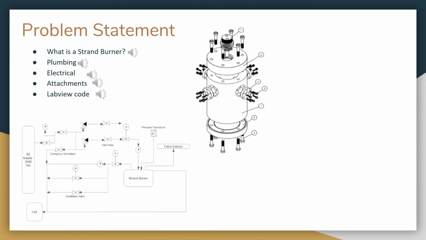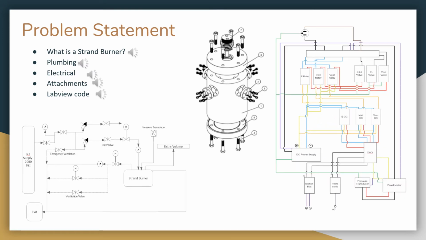We were assigned the task of connecting the nitrogen tank to the strand burner and then venting the hazardous gases into the fume hood. There are emergency ventilations added in the plumbing to reduce the risk of failure and increase the safety of the operator.